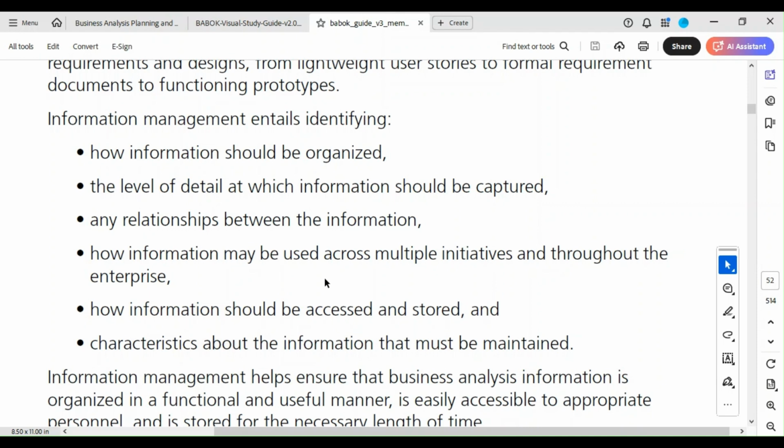Okay, so how information may be used across multiple initiatives and throughout the enterprise. So we have the scope. How do we want to use the scope across maybe other projects that are connected to this project or other things that we are doing in this company? Okay, how information should be assessed and stored.